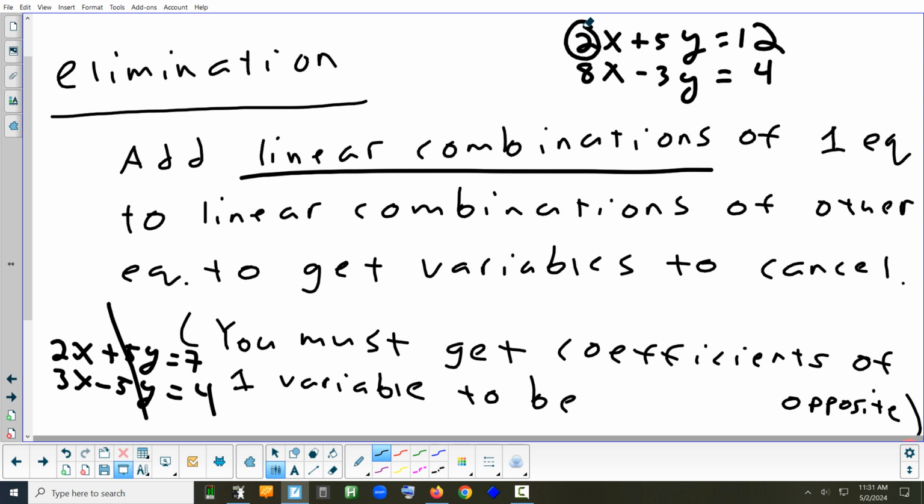So let's try that. We'll do it on a 2-variable. And then when we get to 3-variable, this is the only method we're going to use. We're not going to do substitution in 3.